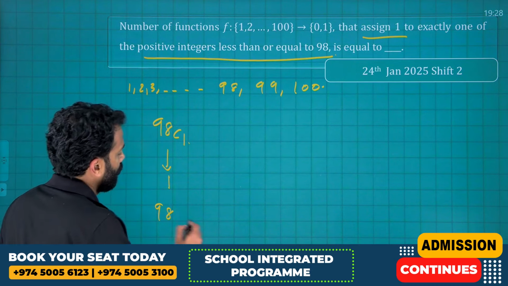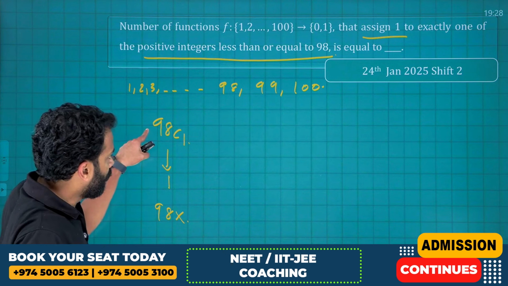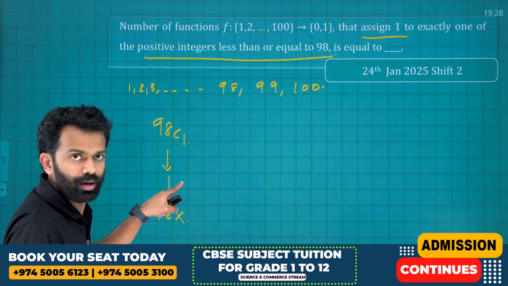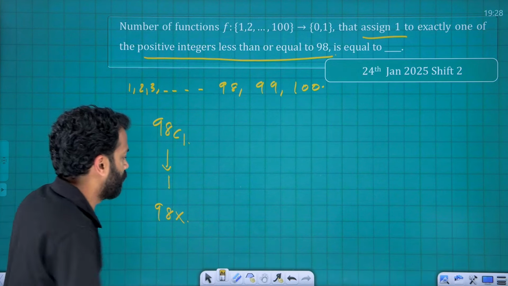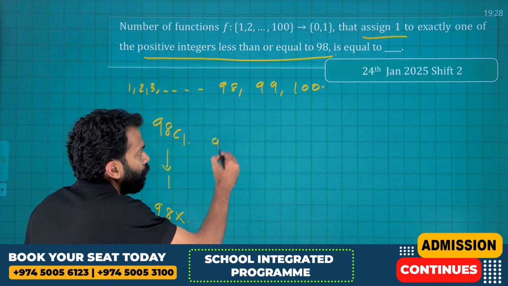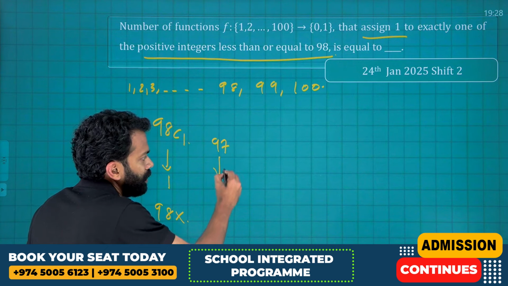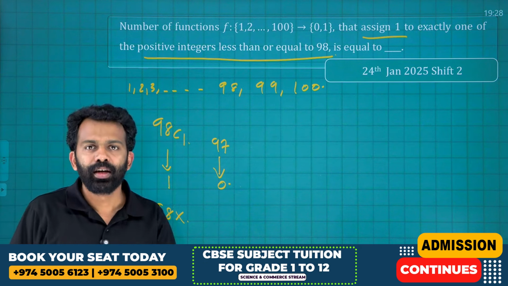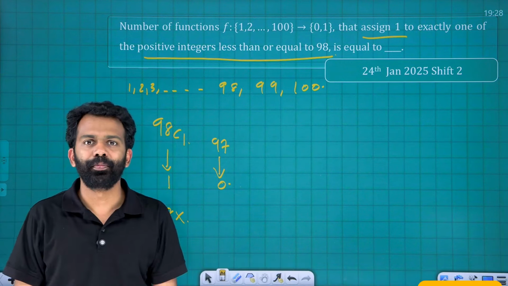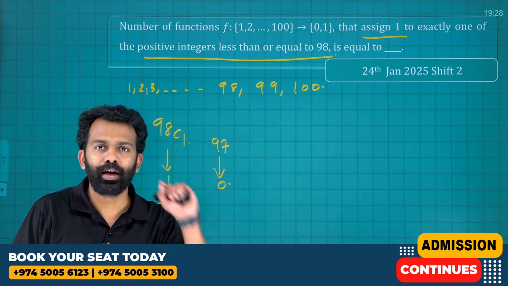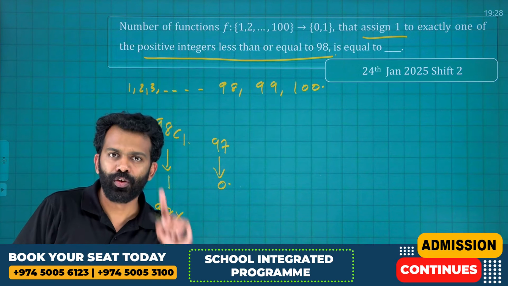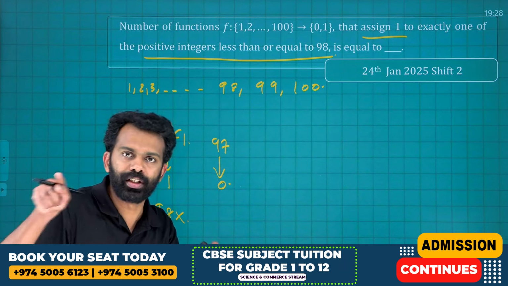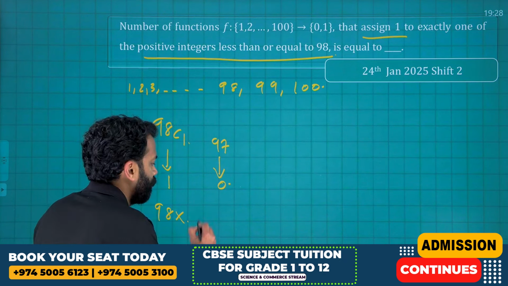Okay, next one. If among these 98 numbers we select the one number, how many numbers are left? 97 numbers are left. So for those 97 numbers, we need to assign which value? 0. That can be performed in how many ways? 97 ways or one way? Just tell me. Just one way, because those 97 numbers have only one option to assign 0. Therefore, this can be performed in one way.